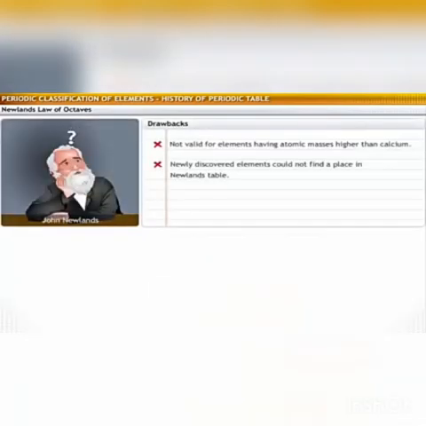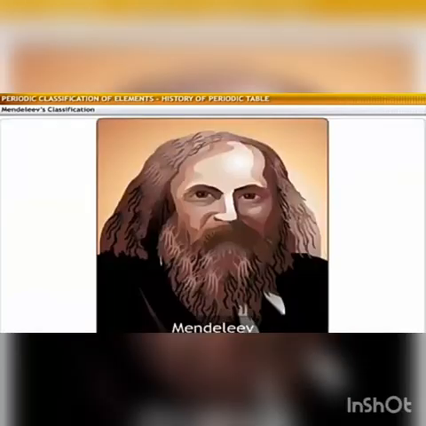However, Newlands' law of octaves failed, because it was not valid for elements of atomic masses higher than calcium. Newly discovered elements could not find a place in Newlands' table. Mendeleev based his work on the research by Newlands and took it further.